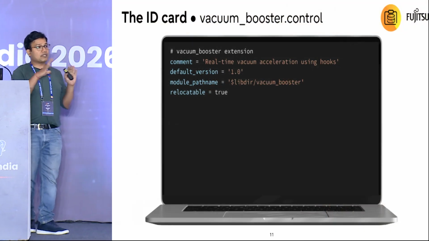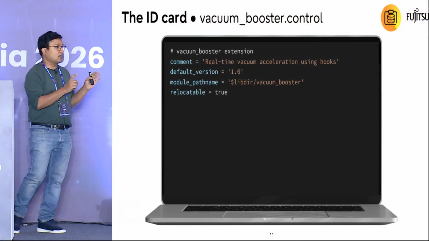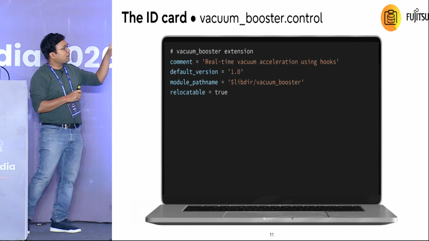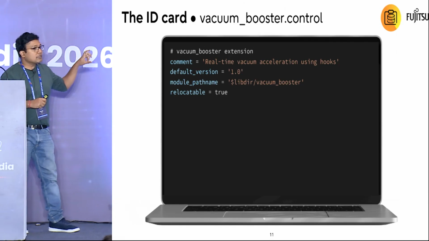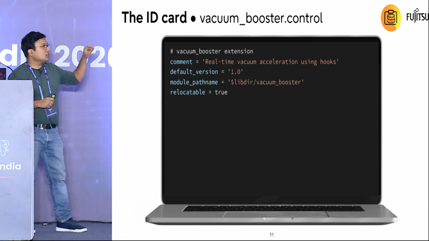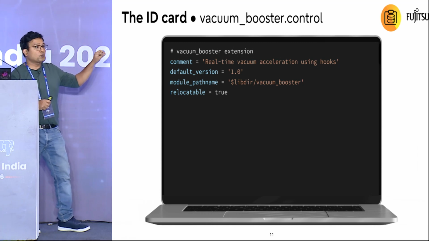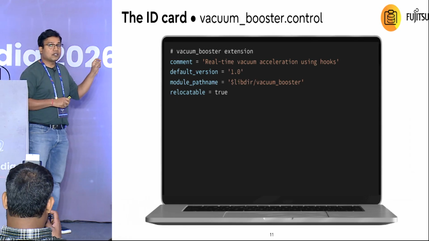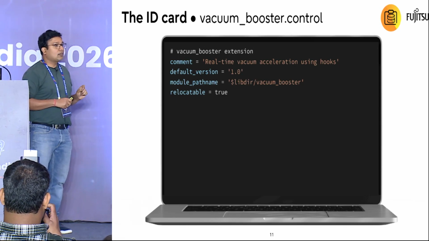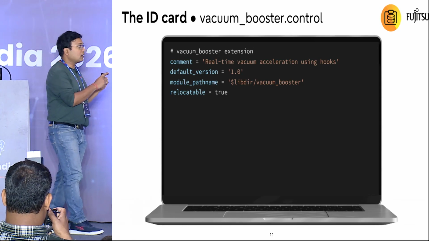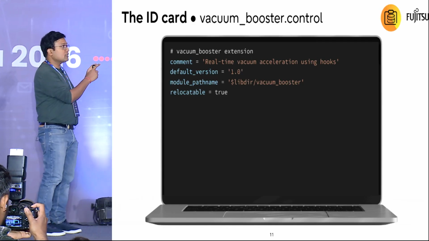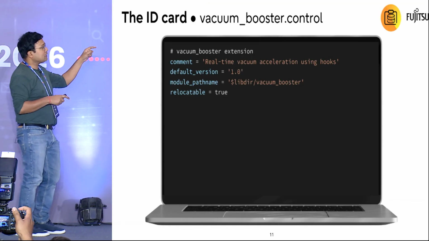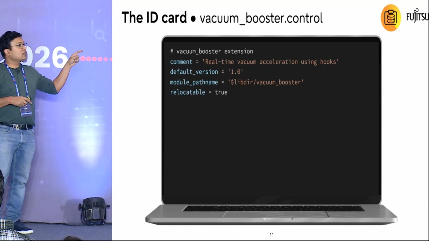As I told you in the starting, there are 4 important files. One is the control file, so let's start with the control file implementation. If you see the control file of the vacuum booster, the first thing you give is the comment, what your extension tries to do. We give this information, the default version of my extension, and which location the extension is in when it is loaded by Postgres. Along with that, you can see there is something called relocatable equal to true.